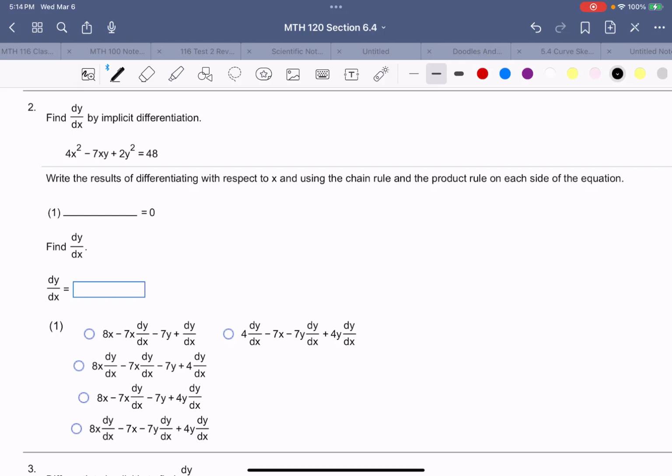So I'll start by writing up here derivative with respect to x, 4x squared, minus the derivative with respect to x of 7 times x times y, there's your product rule, plus the derivative with respect to x of 2y squared, and the derivative with respect to x of 48.